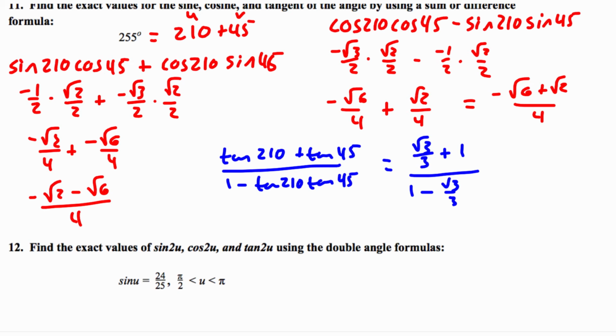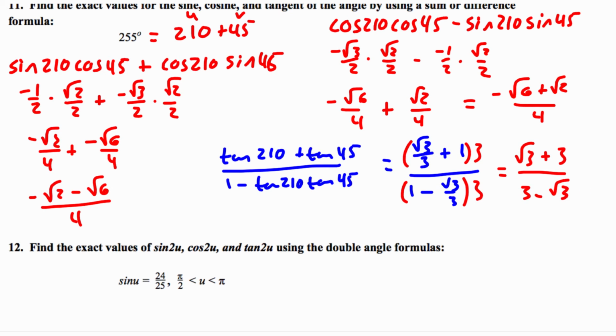Now if we look at our fractions, we've got little fractions inside of this big fraction, and our little fractions have denominators of 3. So what I'm going to do is multiply the top and bottom of this fraction by 3 in order to cancel out some of those extra fractions. So if we take 3 times root 3 over 3, those 3's will cancel and we'll just have root 3. 3 times 1 is just going to be 3. And then on bottom, 3 times 1 is 3 minus, again, these 3's will cancel out, so we'll just have root 3.